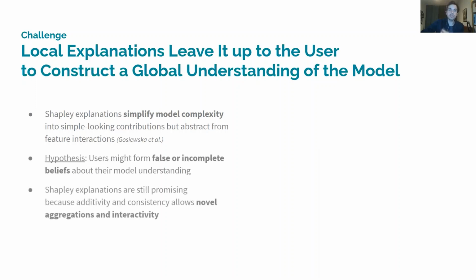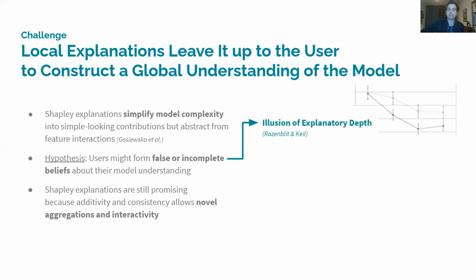However, we still think that they are promising. Because of their mathematical properties, they allow to approximate the model from multiple perspectives. However, in their raw form, they hide the intrinsic complexity of a probabilistic machine learning model behind very simple values. If unguided, we believe users might form an incomplete belief about their own understanding. We believe this happens because of the illusion of explanatory depth.